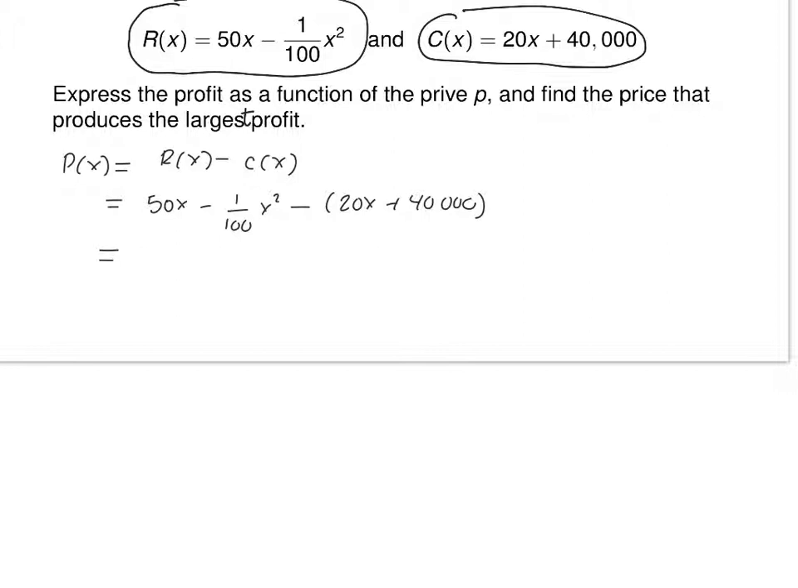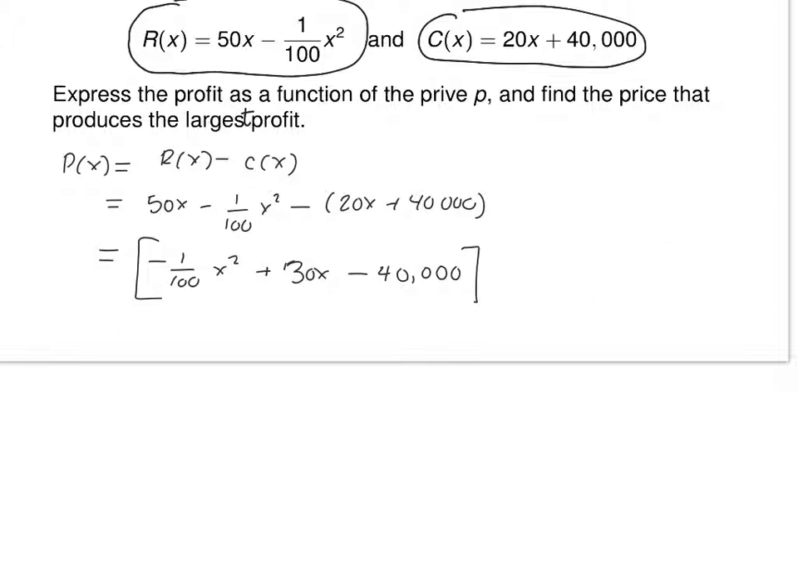Which simplifies slightly to negative 1 over 100 x squared plus 30x minus 40,000. Does that make sense? Because the negative distributed, so I did 50 minus 20 is 30, right? Okay, so there is your profit function. And notice that the x in this profit function, x is how many things you sold, it's your demand, like how many iPod speakers.